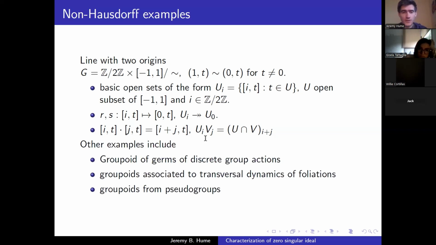Other examples include groupoids of germs of discrete group actions, groupoids associated to transversal dynamics of foliations, and groupoids from pseudogroups. All these classes of groupoids give some basic examples of groupoids that are non-Hausdorff and étale.